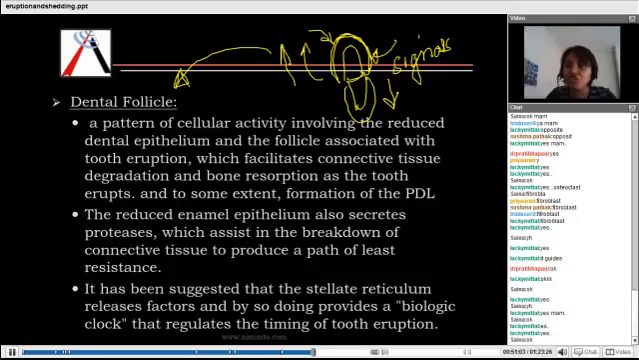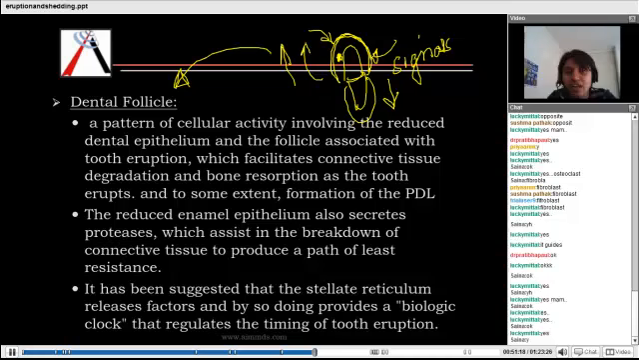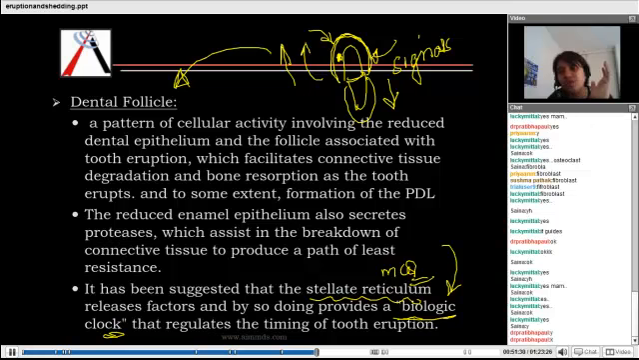Now they give an explanation that this signal is coming from the stellate reticulum. Do you all remember the stellate reticulum? The stellate reticulum was present in the crown portion. It was not present in the root portion. They say that these signals are coming from the stellate reticulum. So the stellate reticulum provides a biologic clock, some signals that tell the tooth when to erupt. Now this statement is important. This could be a probable source of MCQ, that the biologic clock is provided by the stellate reticulum that gives the timing of eruption to a tooth.